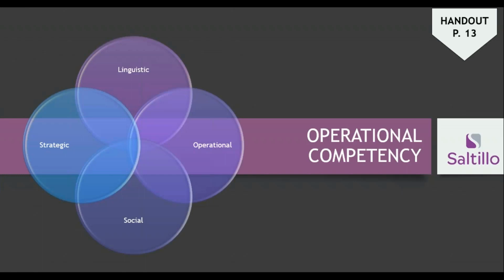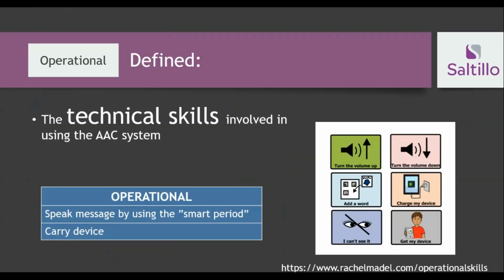It's time for operational competency. You can find this on page 13 of your handout packet. The goal is for the person who uses AAC to operate their system independently. We want to teach people who use AAC the mechanics of their technology so that they can build independence and self-advocacy skills. For Matthew, we chose speak the message by using the SMART period and carry his device himself. Now, we'll talk about the rationale for choosing these two objectives before we take a look at the goal framework.